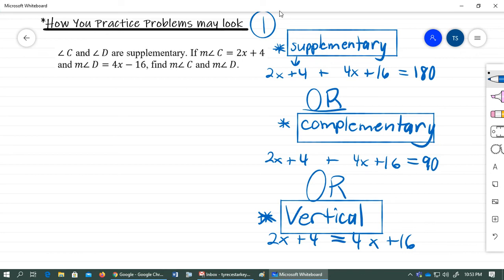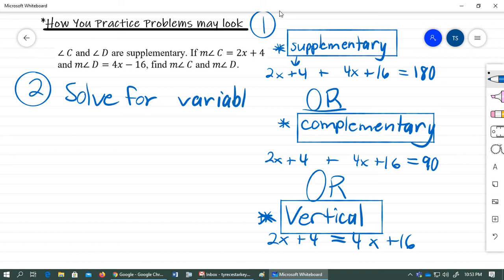So that'll be the first thing you'll do. You'll set up an equation based on whether it says supplementary, complementary, or vertical. Second step, you will solve for your variable. Now, guys, some of the problems are literally going to say find x or find whatever the variable is. If that's all it says, then once you solve for the variable, you're done. But guys, if it says something like what it says here, find the measure of angle such and such, then guess what? Once you find your variable, you're not done.